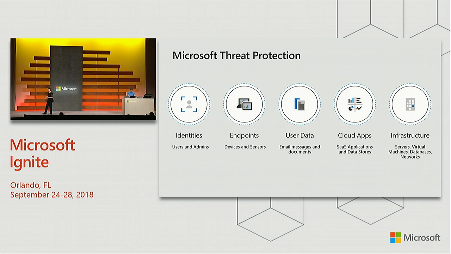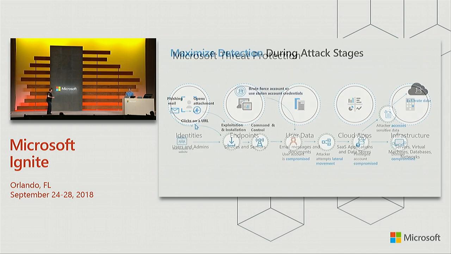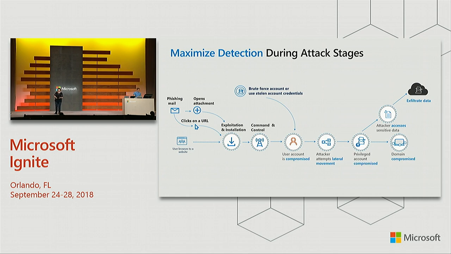And then finally, your infrastructure. This is all your servers and your virtual machines and databases. So it's the infrastructure that's running everything. But for the talk today, we're going to be focused on identities because Azure ATP helps to protect those identities. We'll deep dive a little bit more into that to show you what attackers are after when they're actually trying to compromise those identities.